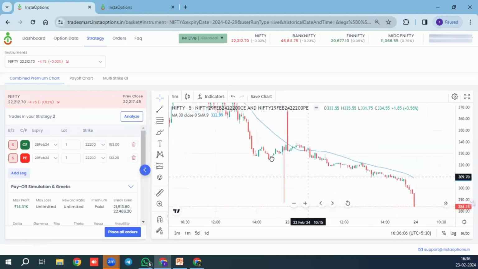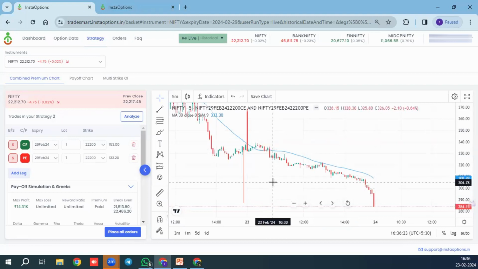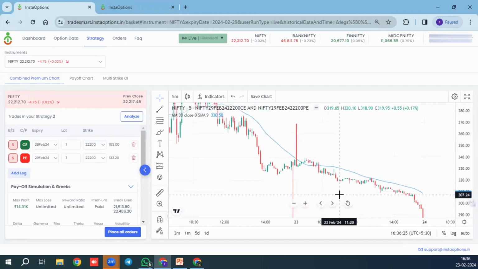So 10 points, 15 points, 20 points look like a very small figure. But when you convert it into percentage, when you are doing it with 15, 20, 30 lots, it's big money. And you will get consistent returns also from this. Okay. So this is our combined premium buying and selling strategy.